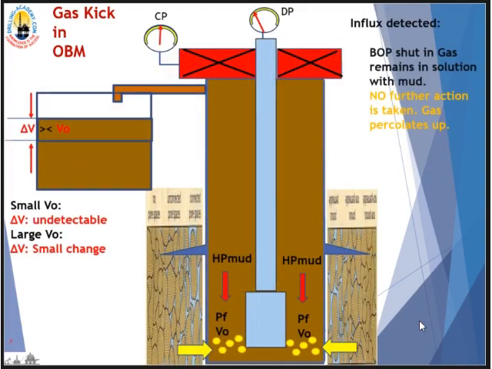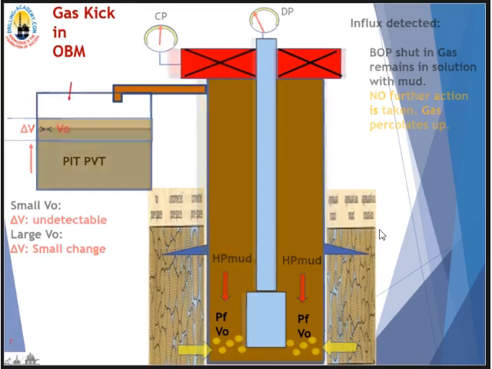Now, what happens if we have a kick, we shut the well in, and we don't do anything? Similarly, you have PF, which is the formation pressure carried from the formation to the wellbore by the influx. We have V0, which is the initial volume of the influx at the bottom of the hole. On the surface, you have a different volume, which is different from V0. All right, shut the well in, do nothing. And as we said, the gas molecules are much lighter than the mud, right? So then gas molecules will start to percolate up slowly.